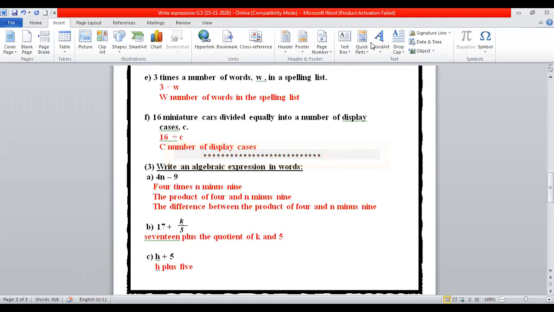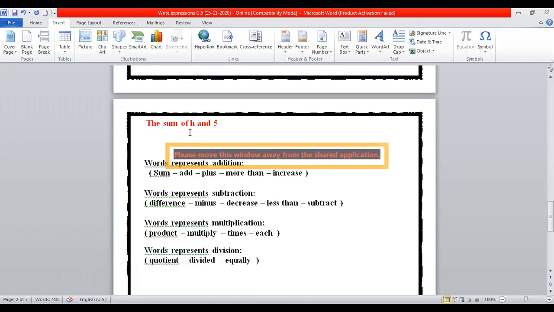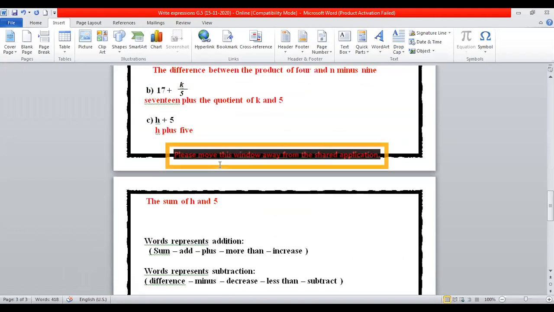Okay, this is our lesson today. We have homework in your practice book, page 24. Also, you will find it in your SMS. Mister, what page is the homework? The homework is in your practice book. Check it in your SMS. You will find it.